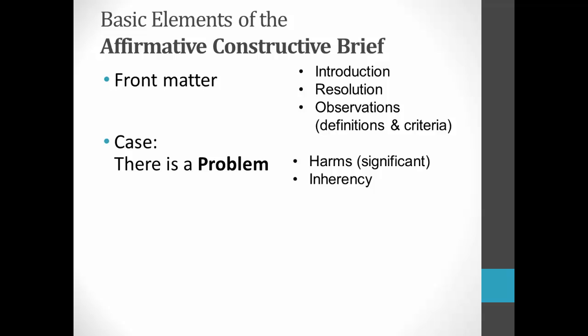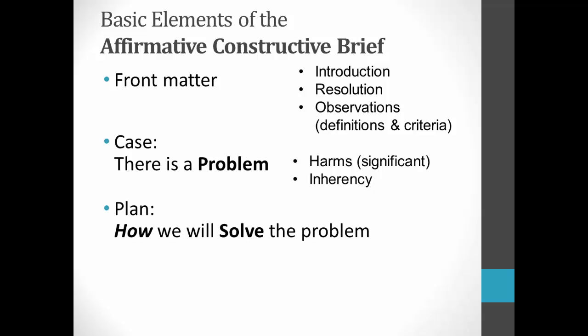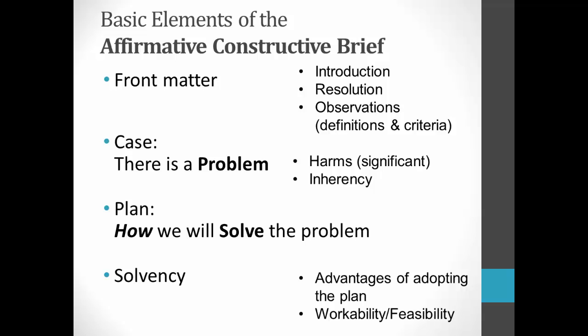The second major section is the plan, which identifies what the affirmative believes will solve the problem. Ideally, the affirmative should offer some assurances that their plan indeed will work, which is solvency. This includes identifying the advantages of adopting the plan, namely, showing that the plan will actually solve the problems identified in the case. The affirmative may also want to show that their plan is workable or feasible. If your plan was to reduce overpopulation by colonizing the moon, you would likely have to show that the technology is available to do that.